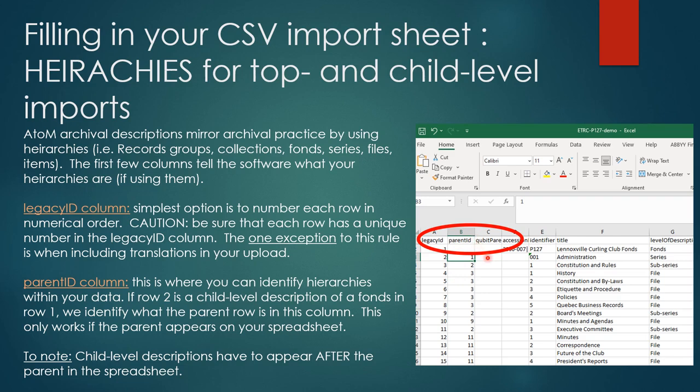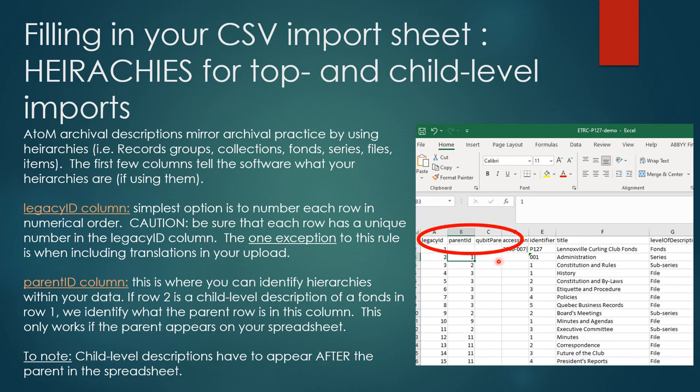Next, the parent ID column is where we can identify hierarchies within our data. We can tell the software who the parent is of a child level description. So for example, if we're looking at this one right here, our top level, our parent, is P127, the Lennoxville Curling Club fonds. That's row 1. And then in our next row, we have administration. That's a series, so that's a child of the curling club.